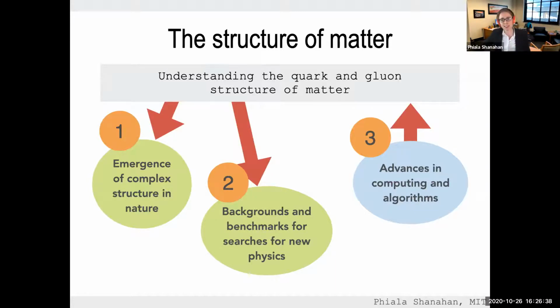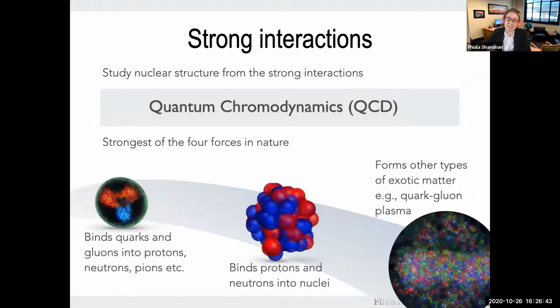Okay, so in studying the structure of matter from the standard model, a key complication is the theory of the strong interactions, quantum chromodynamics. So the strong force is, of course, the strongest of the 4 forces in nature. It's what binds the quarks and gluons into protons. It binds the protons and neutrons into nuclei. So if we're interested in the structure of the proton or the structure of nuclei, of course, this is a very important force. It's also responsible for forming other types of exotic matter, like the quark-gluon plasma.